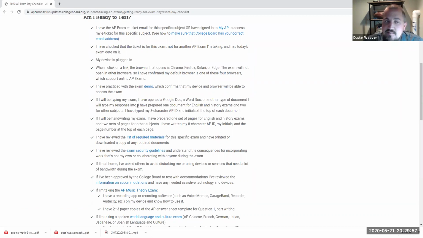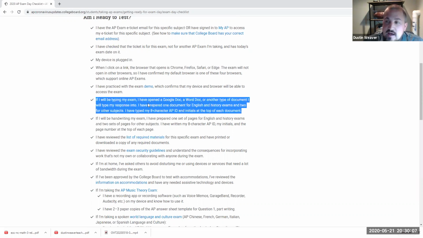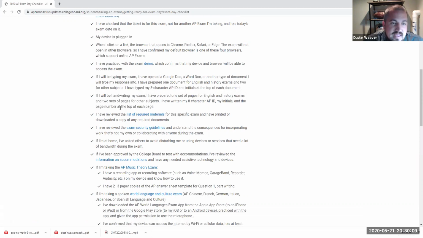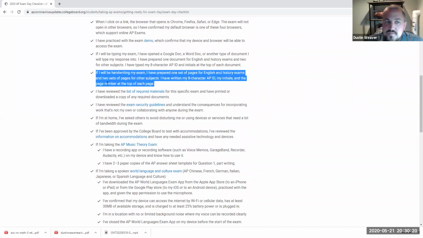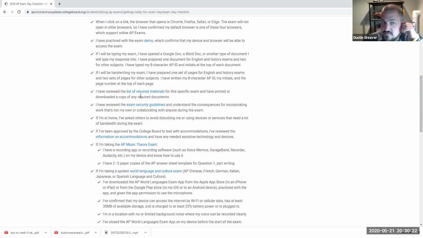If you're typing your exam, you've already opened a Google Doc or a Word doc, and you've already typed your 8-digit AP ID and the initials at the top of it. Because remember, those need to be at the top of every page. If I'm handwriting my exam, I've already prepared a set of pages, and I've written my 8-digit ID and my initials at the top of each page and the page number, right? I've reviewed the list of required materials that I just went over with you.